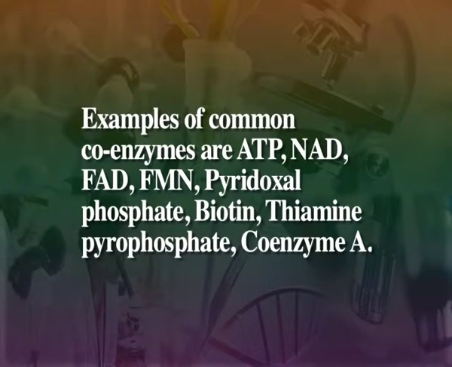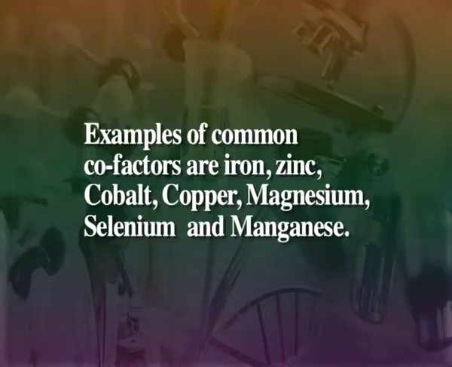Examples of common coenzymes are ATP or adenosine triphosphate, the currency of energy used in the body, NAD nicotinamide adenine dinucleotide, FAD flavin adenine dinucleotide, FMN flavin mononucleotide, pyridoxal phosphate, biotin, thiamine pyrophosphate, and coenzyme A. Common examples of cofactors or metal ions that aid in enzymatic reactions are iron, zinc, cobalt, copper, magnesium, selenium, and manganese.